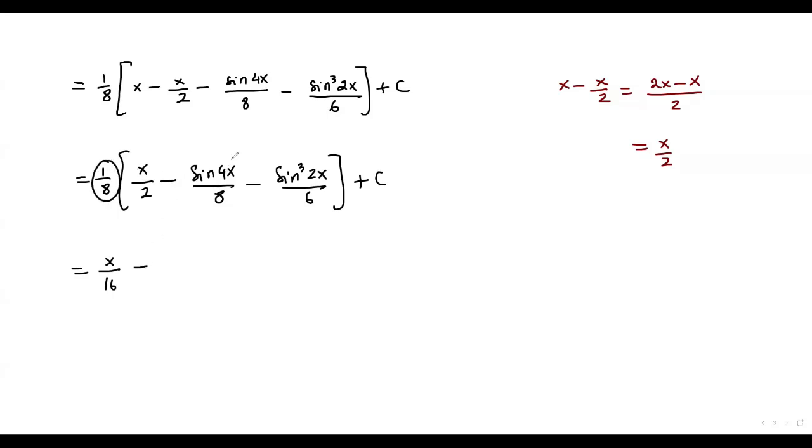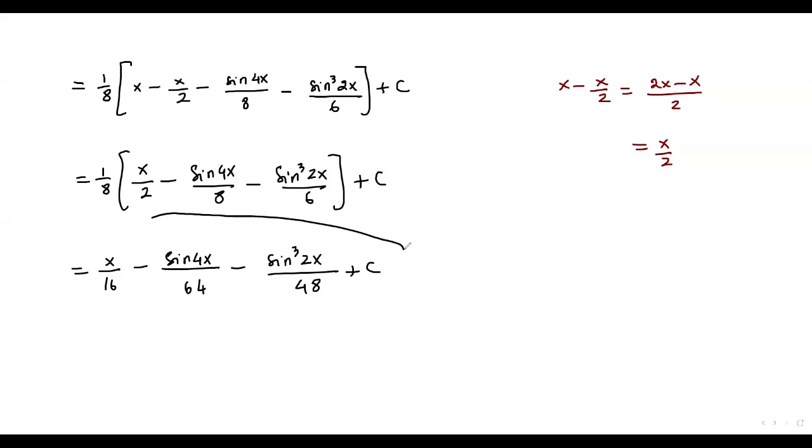When I distribute this 1 over 8 to this sine 4x over 8, 1 times sine 4x is sine 4x, divided by 8 times 8 is 64. And now we can take this negative sign as it is. Let's multiply this 1 and sine cube 2x, and I'm getting sine cube 2x over 8 times 6 is 48 positive c. So this is the final result of the given indefinite integral.